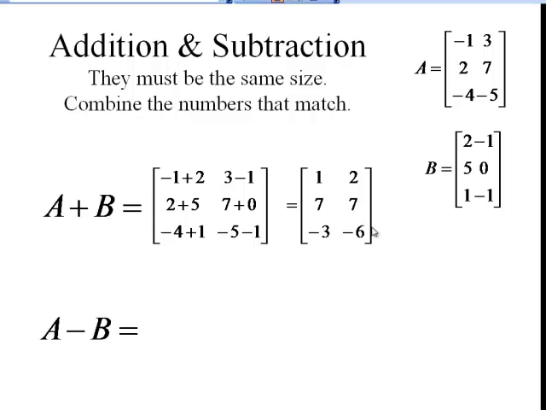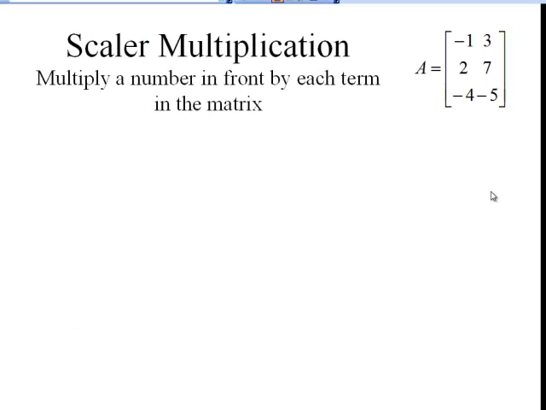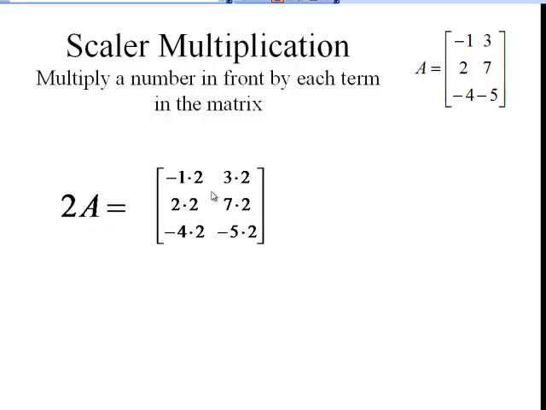Now subtraction, same thing. You can change all the second ones and then add if you want to, or just subtract the corresponding parts. -1 minus 2, 3 minus -1 is 3 plus 1, 2 minus 5, 7 minus 0, -4 minus 1, and -5 plus 1, making that the final matrix. Okay, scalar multiplication. You can multiply by a constant, like 2A. You're just going to double all the components, making it -2, 6, 4, 14, -8, and -10.